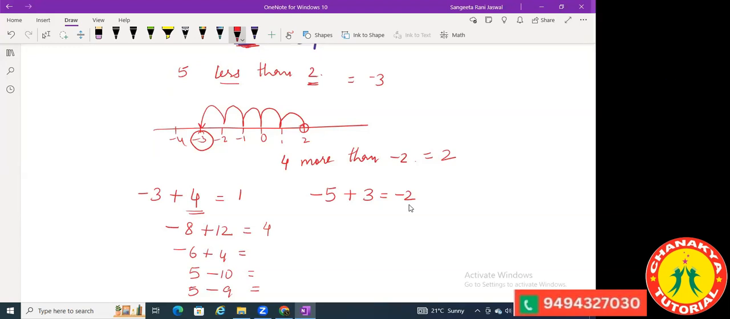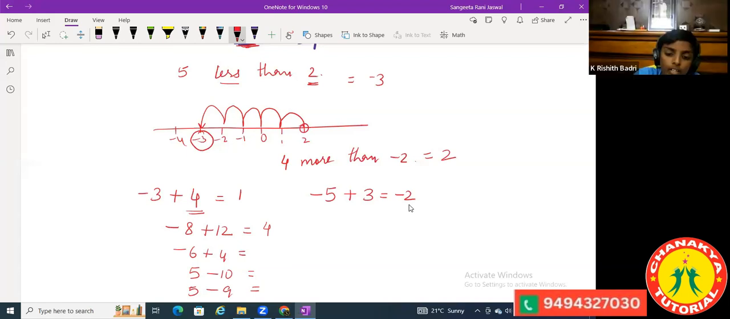You should not show your hands like this, Ridesh. Yes, Ridesh. You should never show your hands like this as you are showing now. Ma'am, I did all the sums. Good, good, Rishit.